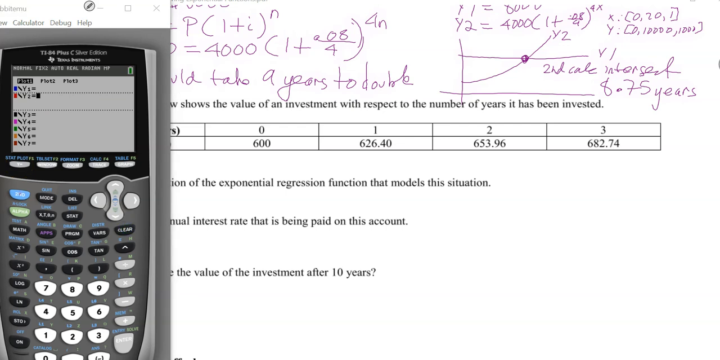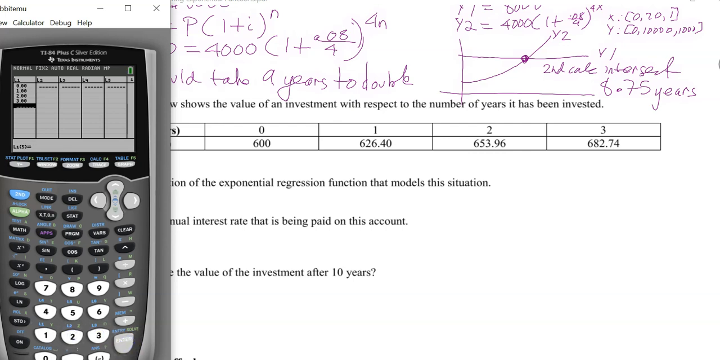Let's go second, mem, the plus sign, to number 4, clear all lists. I don't know if there's anything in there, but I just want to get it out of there if there is. Then go to stat and edit. Make sure you're in L1. So in L1, we're going to put 0, 1, 2, 3. So 0, 1, 2, 3.